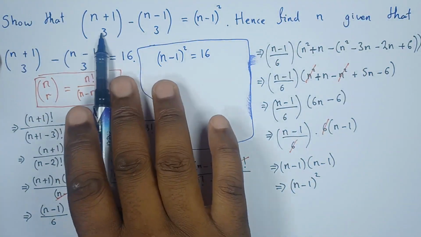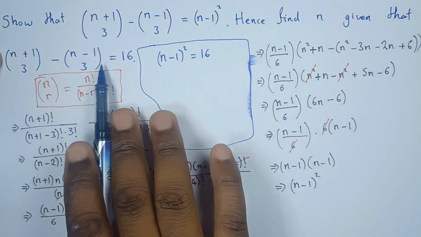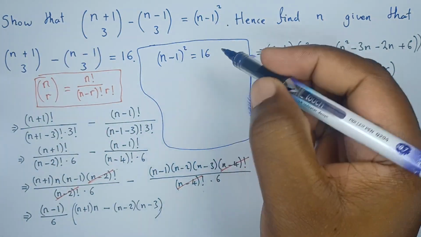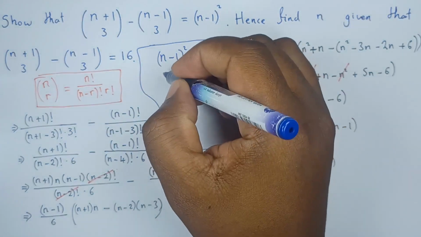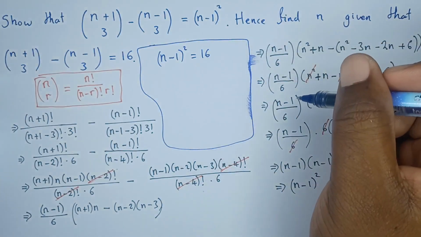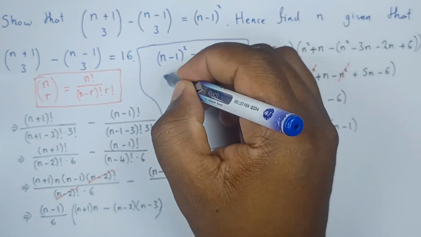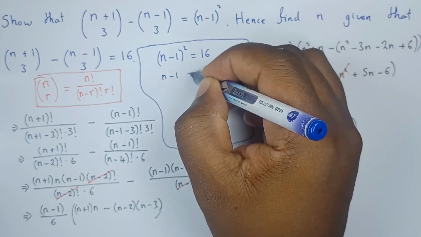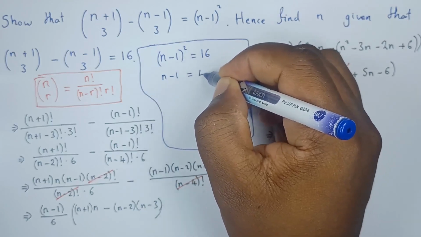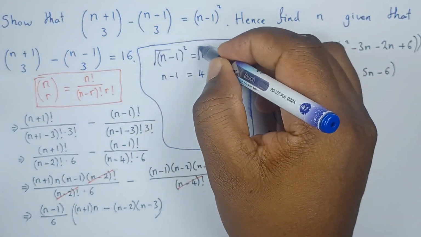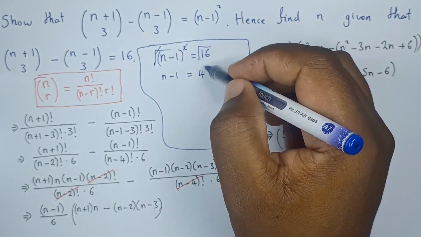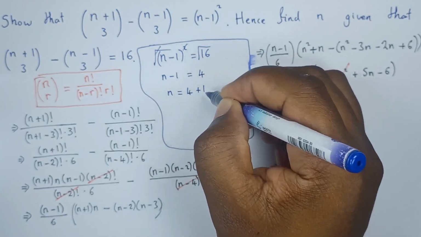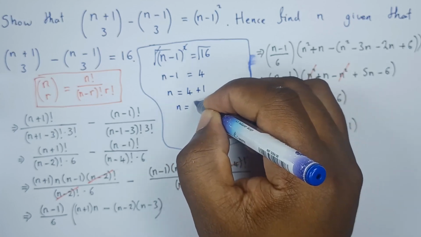Remember, this whole thing is equal to n minus 1 squared, and this whole thing is equal to 16. Now these two are the same, so we can just replace this whole thing with n minus 1 squared. Then that makes life easy, because now we can take a square root to both sides. So we can have n minus 1, if we take a square root to both sides, is equal to 4, like that. Remember, square root, square root. So this cancels with that. Square root of 16 is 4. Hence, n is equal to 4 plus 1. Hence, n is equal to 5.